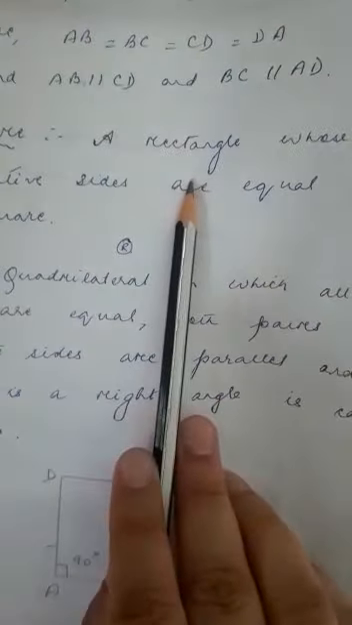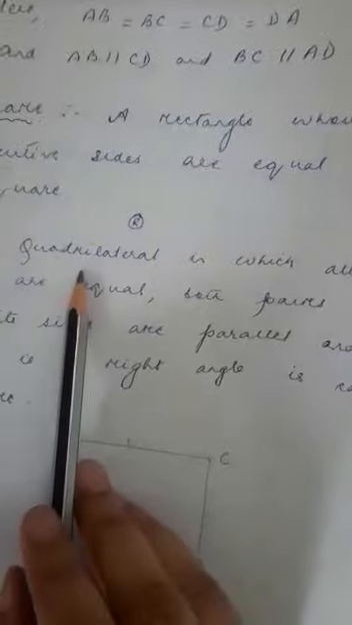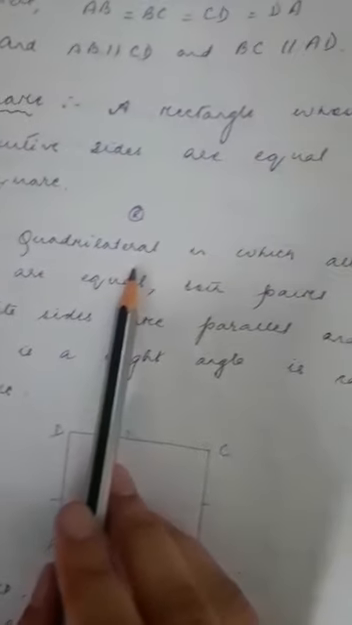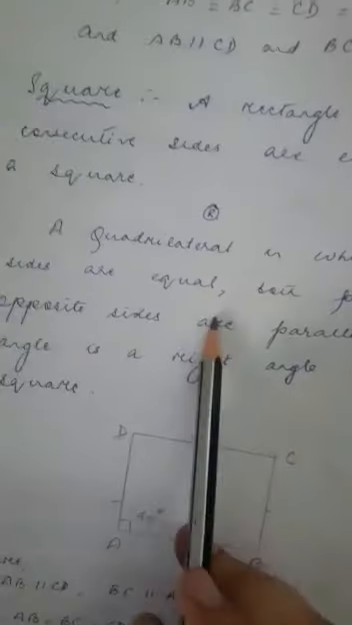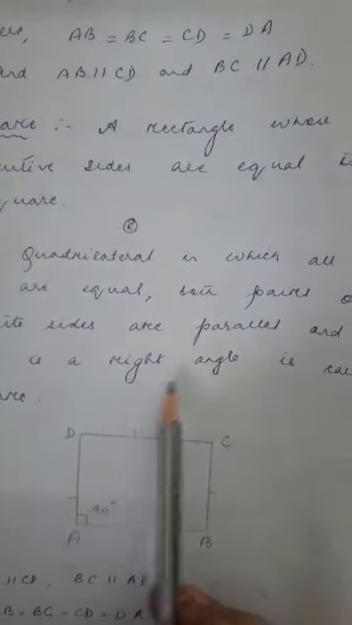So square is nothing but a rectangle. We can say that it is a rectangle in which two consecutive sides are equal. Consecutive means one after the other. Or with respect to a quadrilateral, we can say that it is a quadrilateral in which all the four sides are equal, both pairs of opposite sides are parallel, and one angle is a right angle.